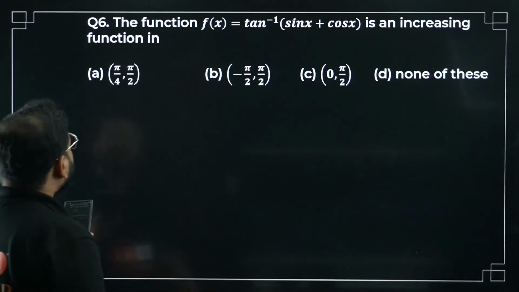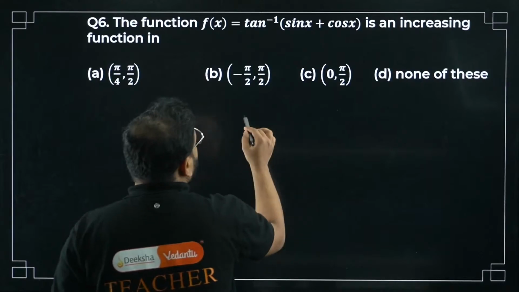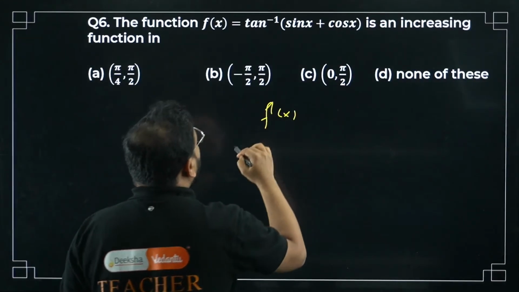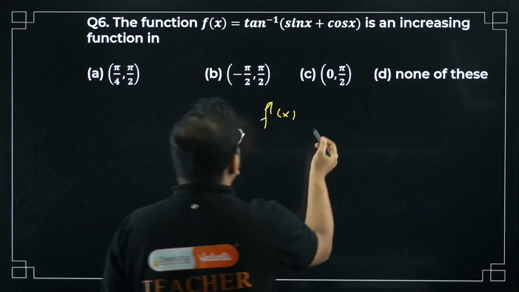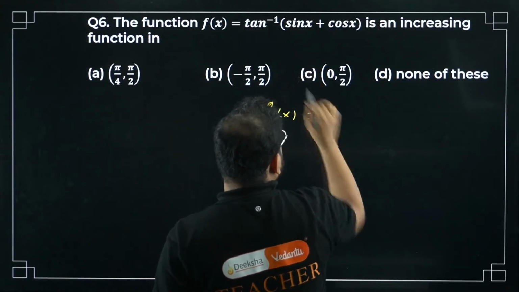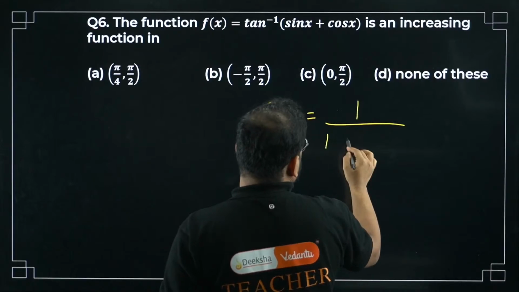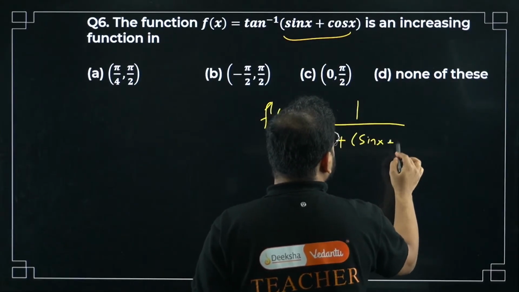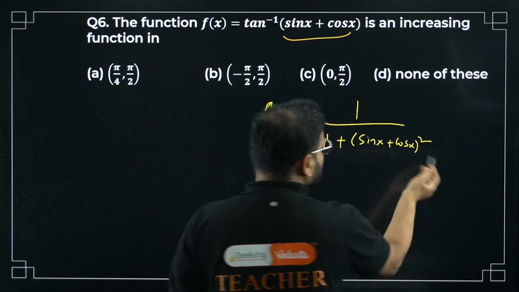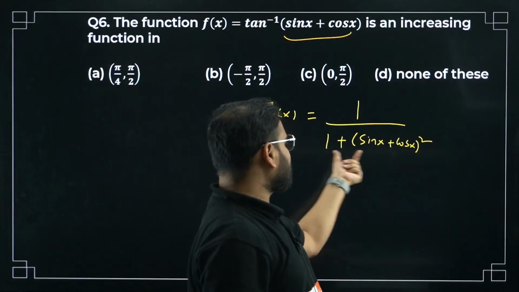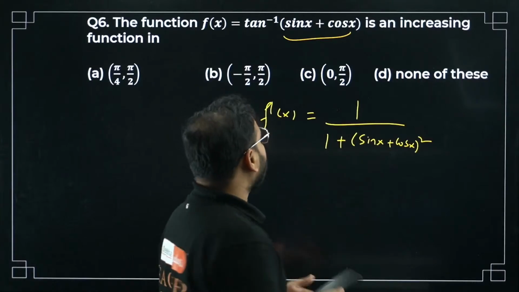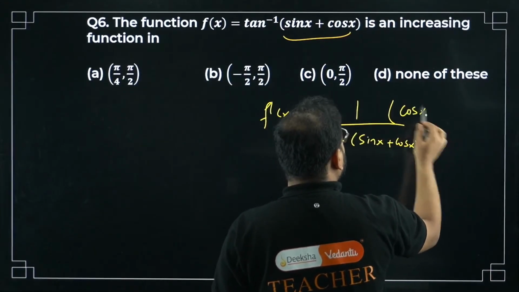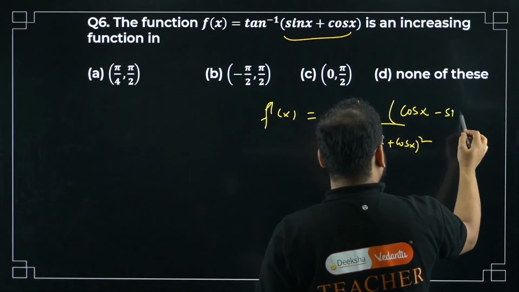So question number 6. Let's solve it. This is simple. Where is the function increasing? Find the derivative first, to find the domain they're asking. So tan inverse is there, so it means 1 upon whatever is inside, squared: 1 plus (sin x plus cos x) the whole square. This is very simple, it means positive. This whole thing is non-zero, that is very good. What about the derivative of the other part? The derivative of sin is cos x, and here it will be minus sin x.